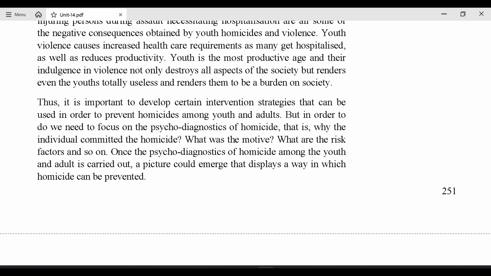Thus, it is important to develop certain intervention strategies that can be used in order to prevent homicides among youth and adults. But in order to do so, we need to focus on the psychodiagnostics of homicide, that is, why the individual committed the homicide. What was the motive? What are the risk factors, and so on. Once the psychodiagnostics of homicide among the youth and adult is carried out, a picture could emerge that displays a way in which homicide can be prevented.